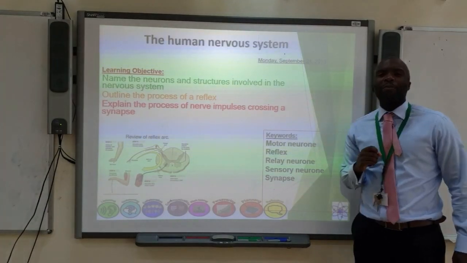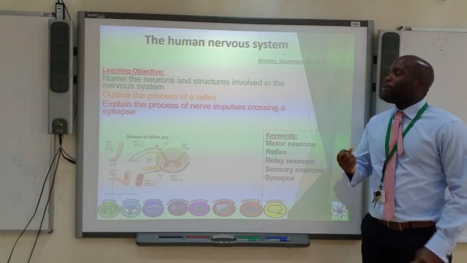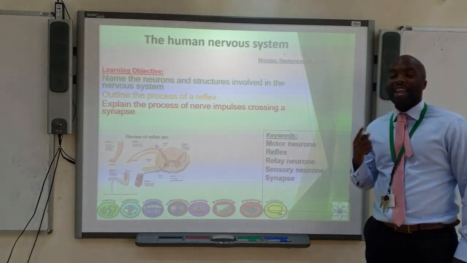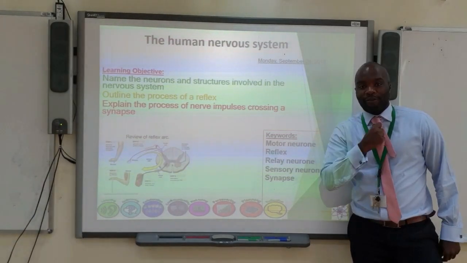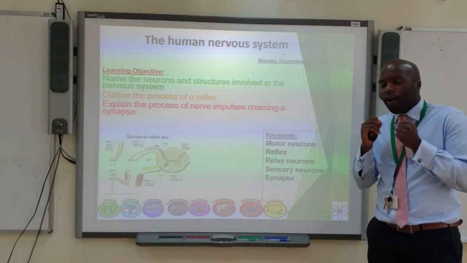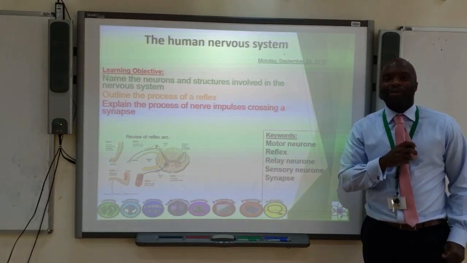Now in today's video, we're going to be looking at the human nervous system. Hopefully by the end of this video, you're able to name the neurons and the structures involved in the nervous system. We then want to go on to outline the process of a reflex. And finally, we want to explain the process of a nerve impulse crossing a synapse. So don't get startled, let's get to it.